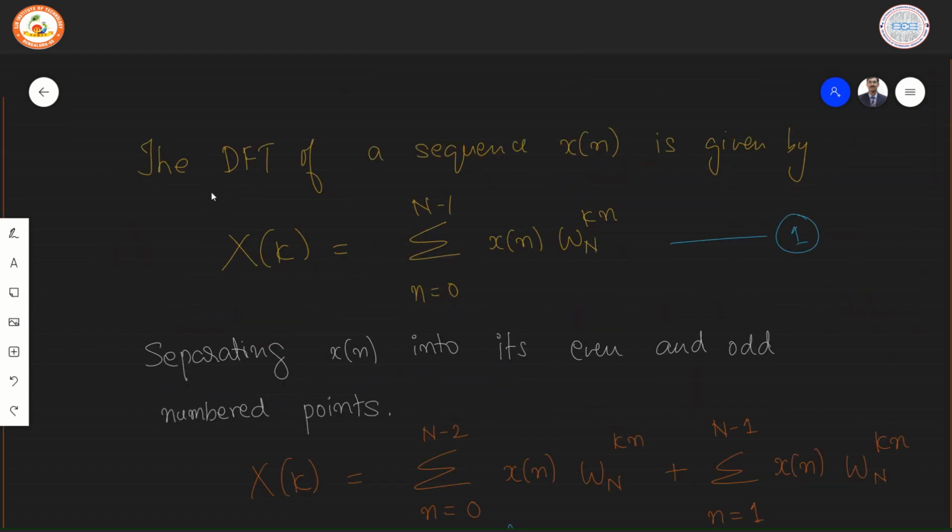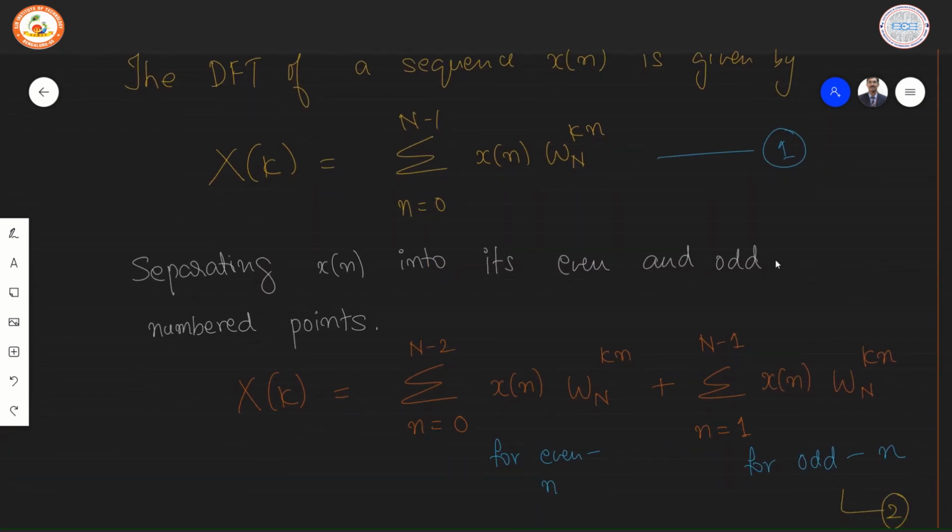We are aware that the DFT of a sequence x of n is given by the expression X of k is equal to summation n from 0 to N minus 1 of x of n into W_N to the power of kn. We number this equation as 1. Now, separating this x of n into its even and odd numbered points.